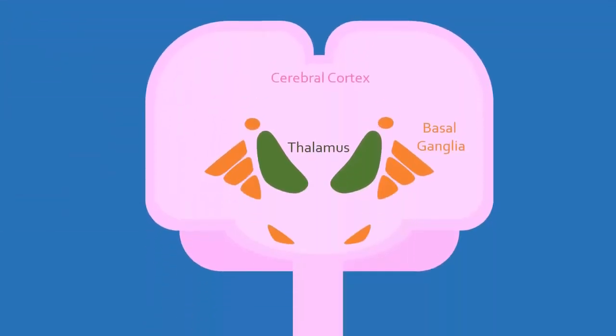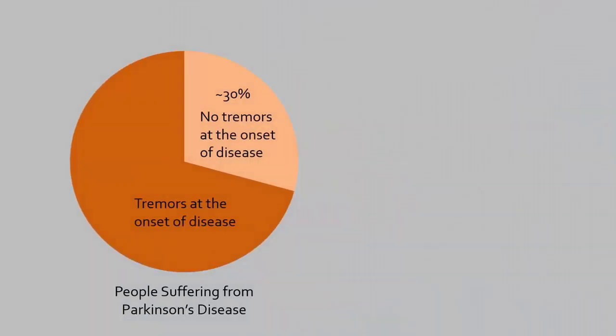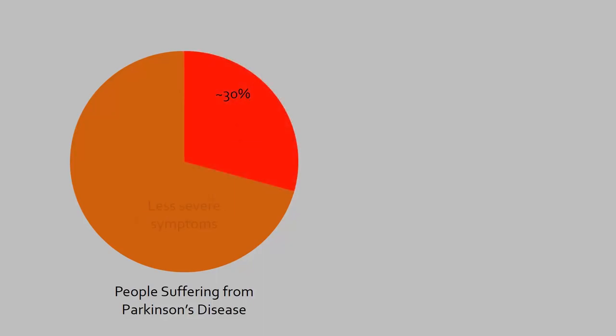New research shows that other parts of the brain such as the cerebellum, as well as other neurotransmitters such as serotonin, play a role in this symptom. Around 30% of people with Parkinson's do not develop this uncontrollable shaking at the start, but most eventually develop it as the disease progresses. Strangely enough, these people also end up suffering from more severe Parkinsonian symptoms.